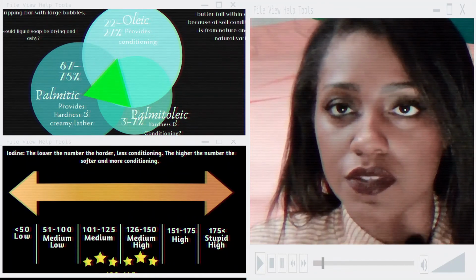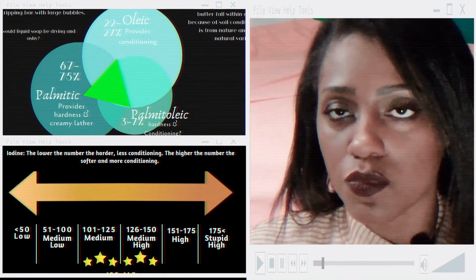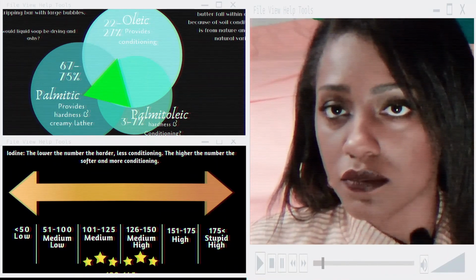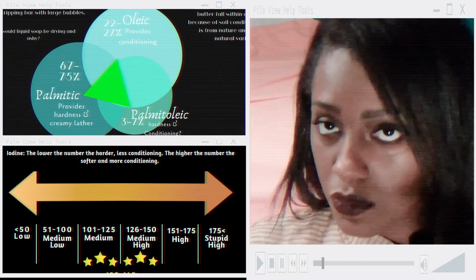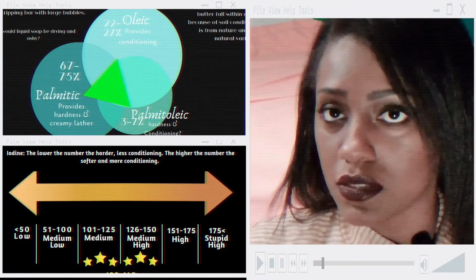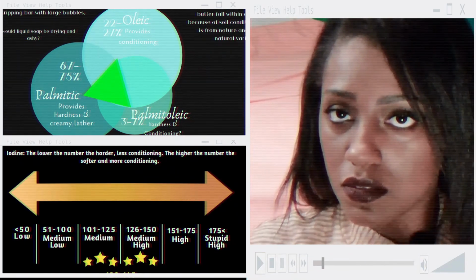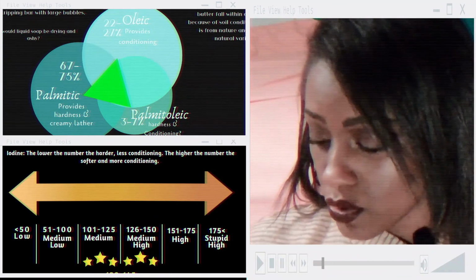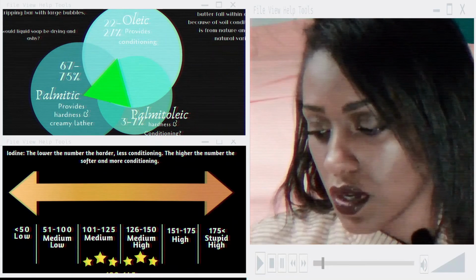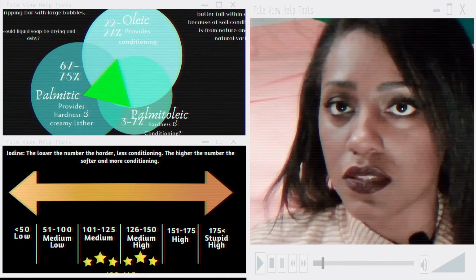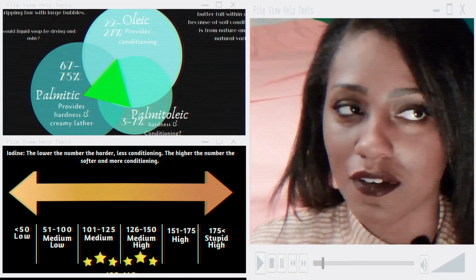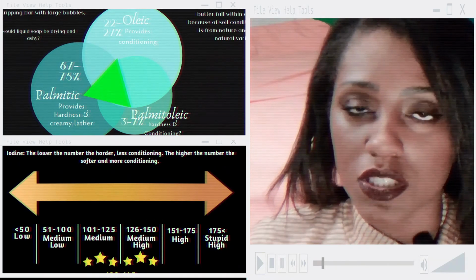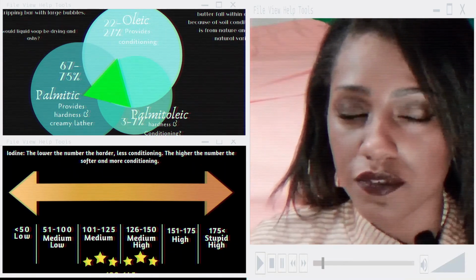I went to a bunch of different vendors' websites to see what the analysis says when they test their butters and oils, and then I just went from the lowest vendors to the highest vendors. Safflower came in at 120 to 145.